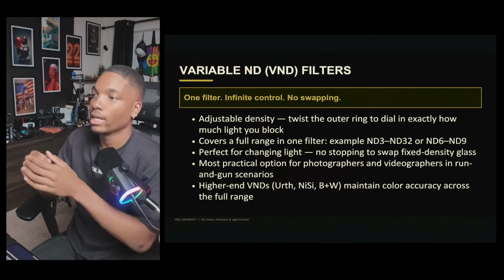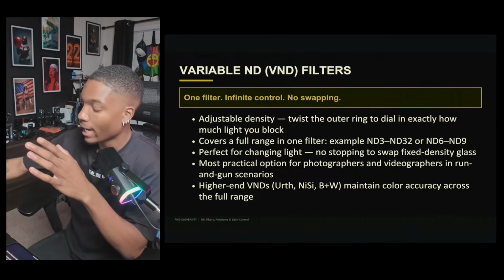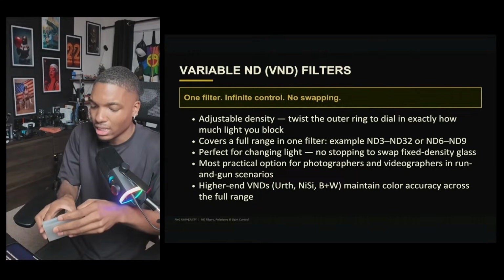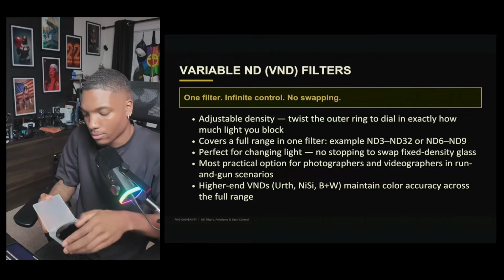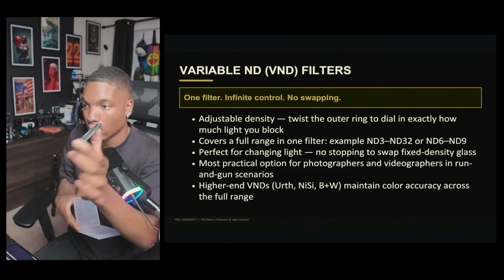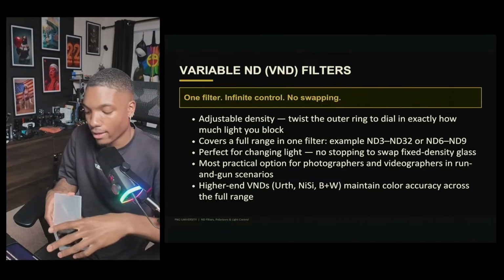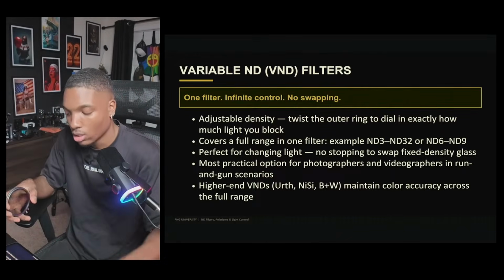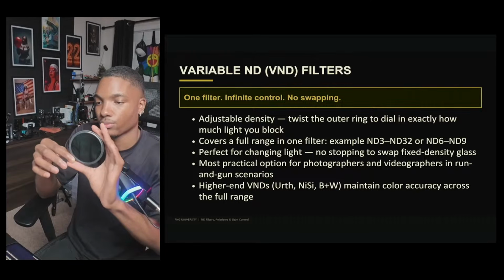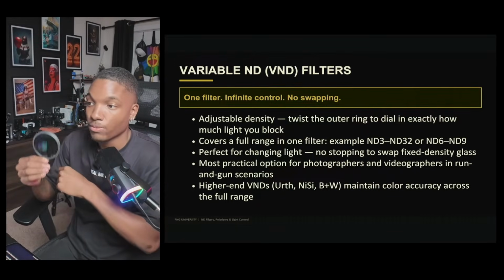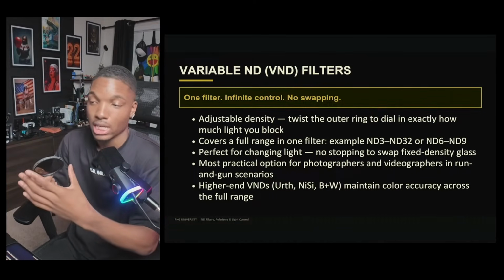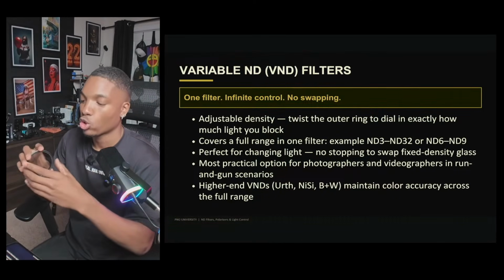With a variable ND filter, which is the one that I have, I also have a regular ND that doesn't have any variables to it. That's just one ND, which is this one right here, the darkest one, and it just goes on. Then I have this variable one, which goes through all the different stops. A variable ND filter is basically one filter that gives you almost infinite control.